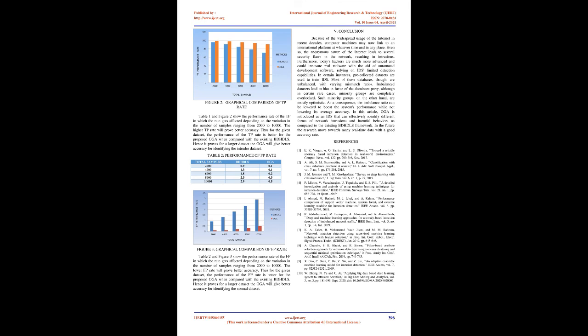In certain instances, pre-collected datasets are used to train IDS. Most of these databases, though, are unbalanced, with varying mismatch ratios. Imbalanced datasets lead to bias in favor of the dominant party, and in certain rare cases, minority groups are completely overlooked. Such minority groups, on the other hand, are mostly positive. As a consequence, the imbalance ratio can be lowered to boost the system's performance while not lowering its average accuracy.